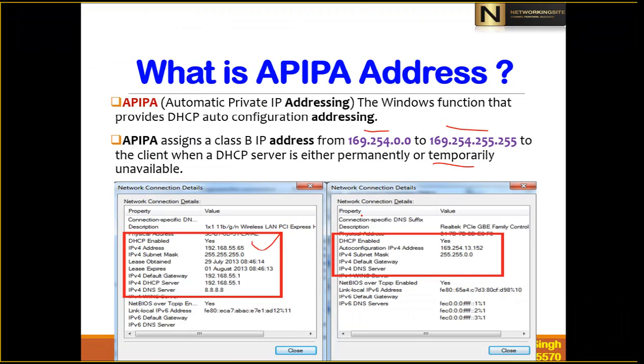Means, see, if your internet is down, if your server is down, at least internal communication will work, right? Instead of nothing, at least you are communicating internally, right?